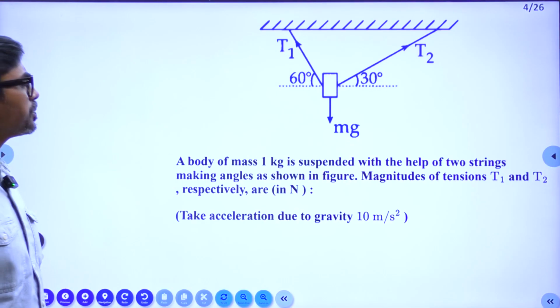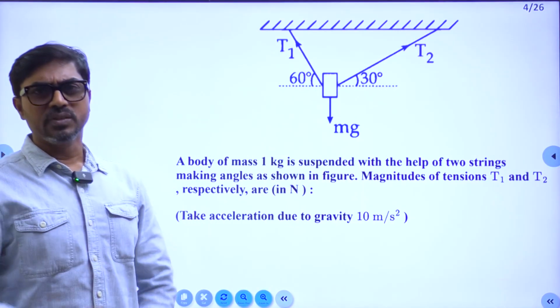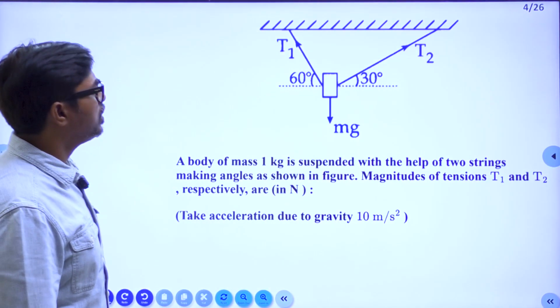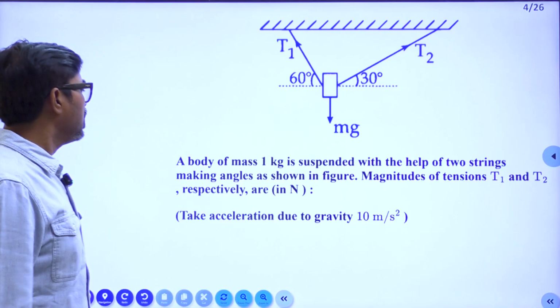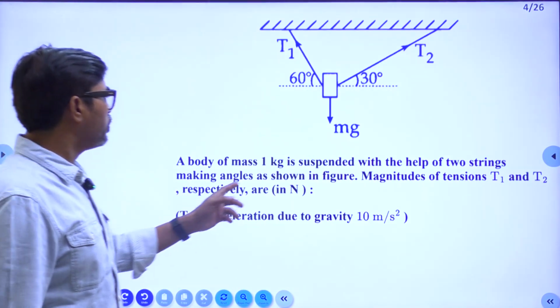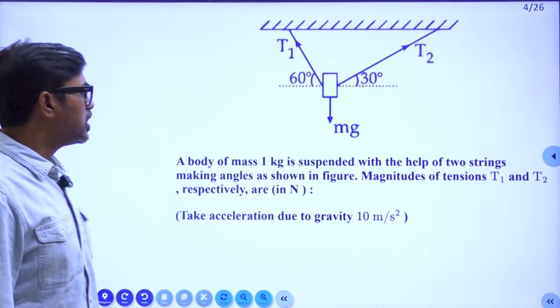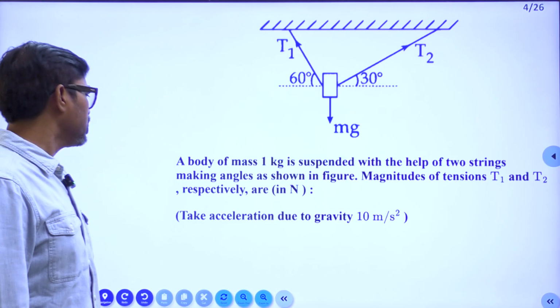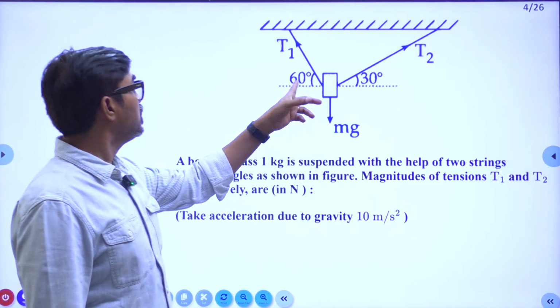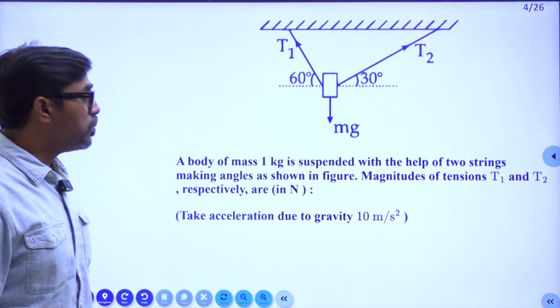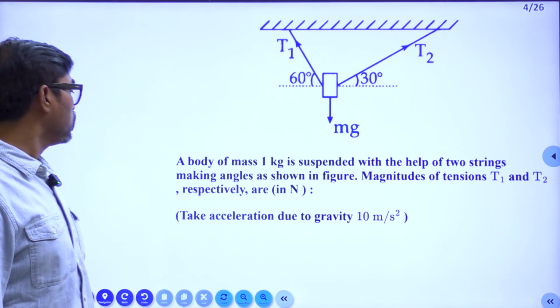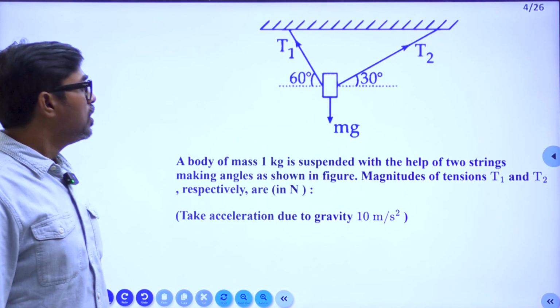Next question. So this is an equilibrium question, right? You would have seen many problems of this kind. Let's try to understand. A body of mass 1 kg is suspended with the help of two strings making angles as shown in figure, 60 degrees here and 30 degrees here. The magnitudes of tensions T1 and T2 respectively are.